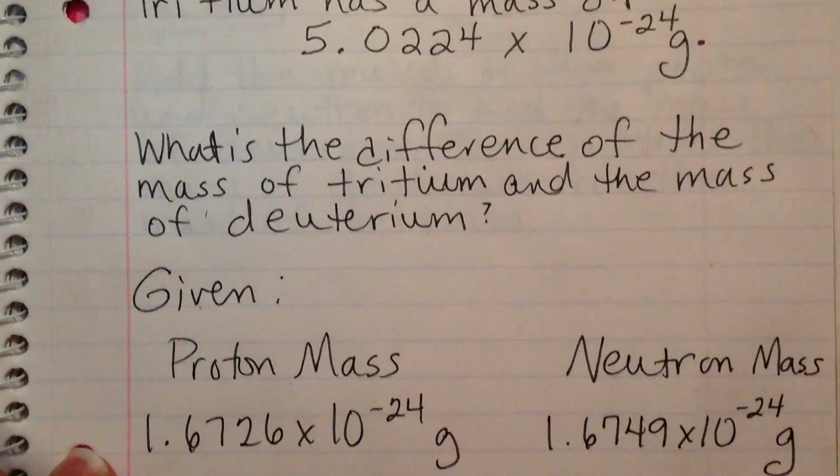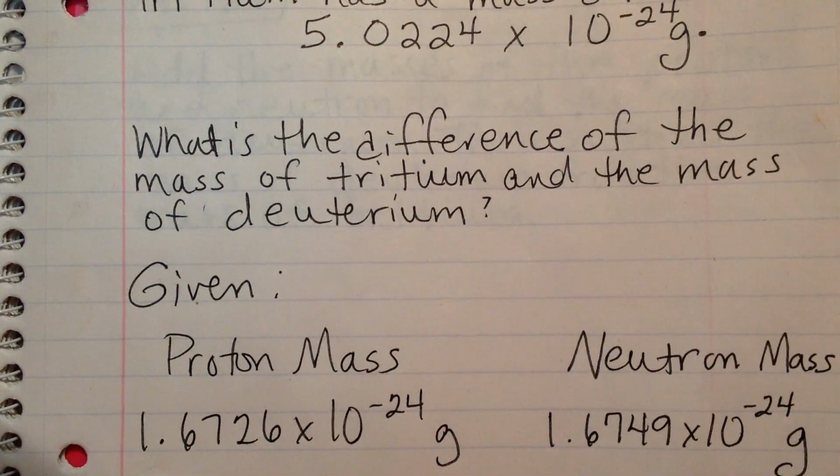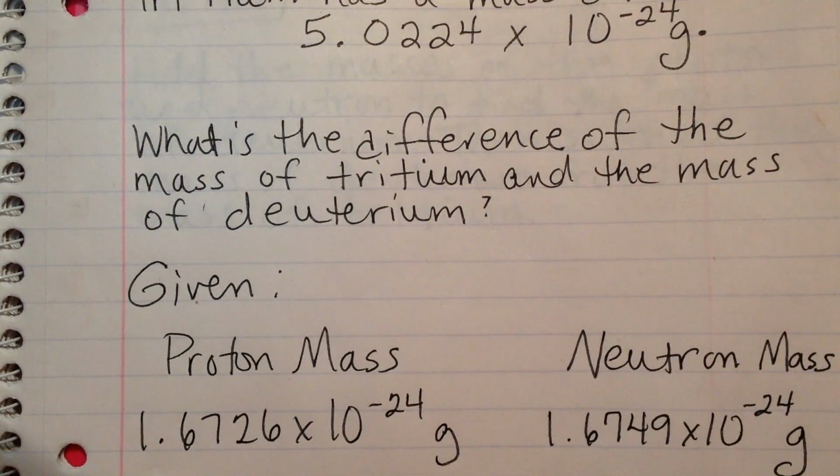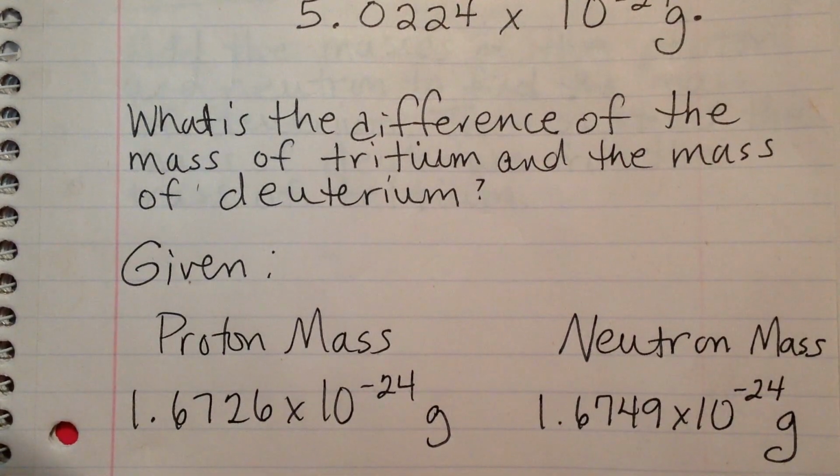So, we are given that proton mass is 1.6726 times 10 to the negative 24 grams. And neutron mass is 1.6749 times 10 to the negative 24 grams.